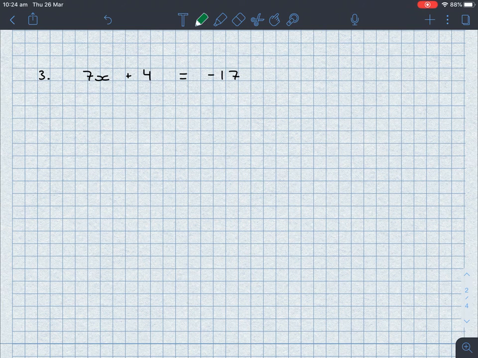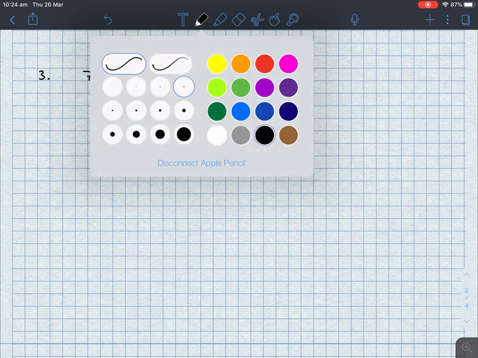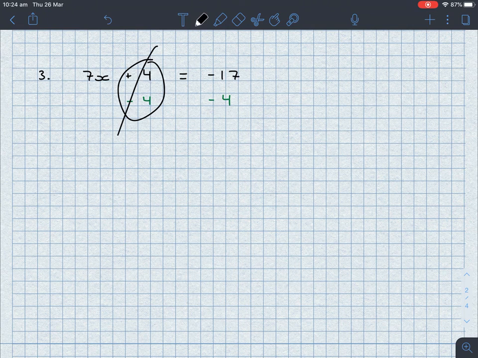So the opposite of plussing 4 is to minus 4 from both sides. So now these cancel each other out, and all I'm left with is 7x on the left, equals sign directly underneath for my setting out. And on the right, negative 17, take away another 4 is negative 21. Be very careful with your negatives in this.